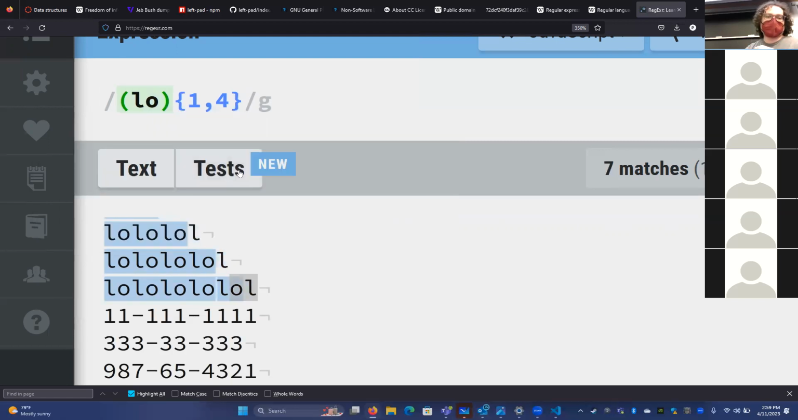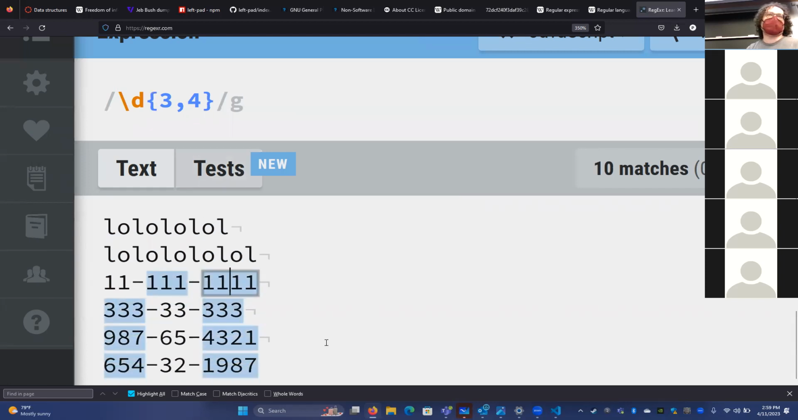Easier example. Let's go back to our digits examples. 3, or anywhere between 3 and 4. So this matches groups of 3s, groups of 4s. So this would be any 3-digit or 4-digit number. Make sense? So you can see how this is really, really useful.